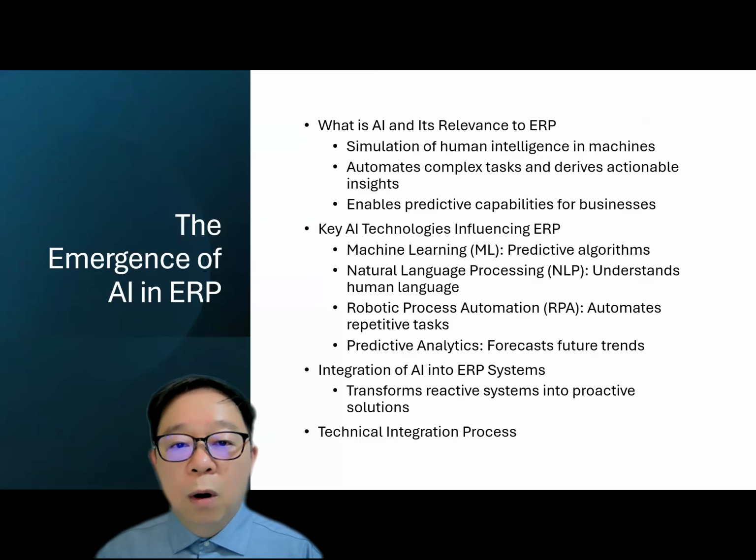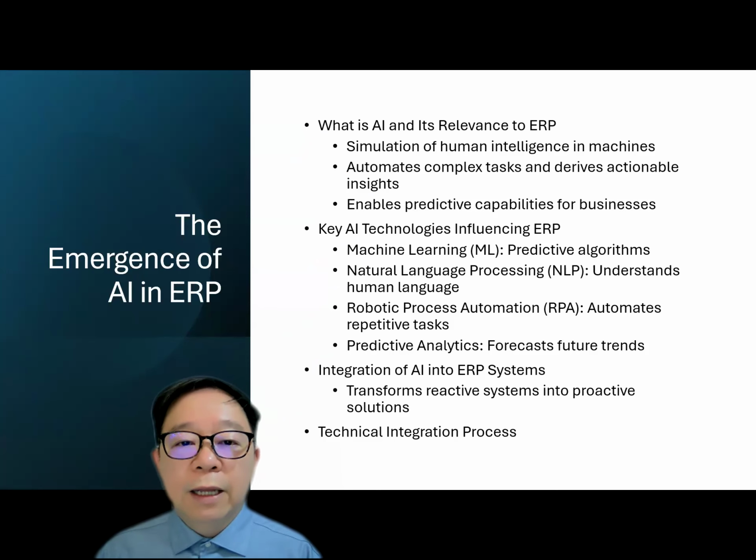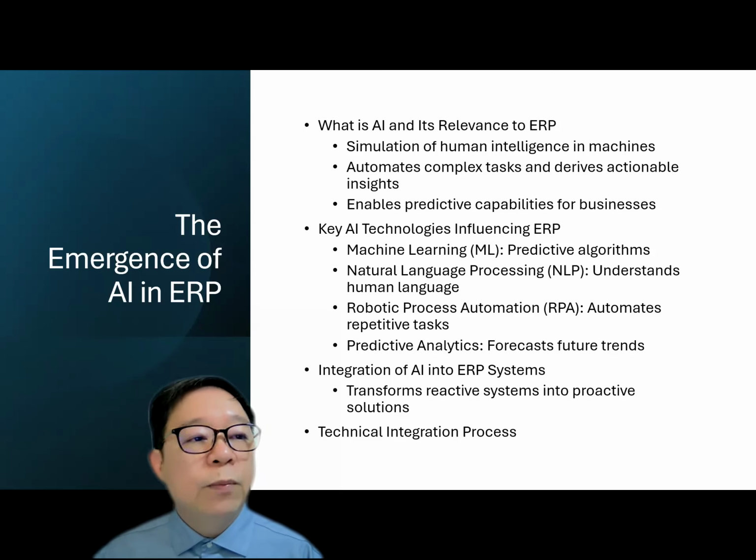So now, how can AI help improve the ERP system? With an AI-driven ERP system, they are able to simulate human intelligence in the machine. They automate tasks and are able to give you advice and actionable insight. And they are able to give you predictive capability for the business. This is not like traditional ERP that just gives you a report of the old data. No, they give you prediction and advice.